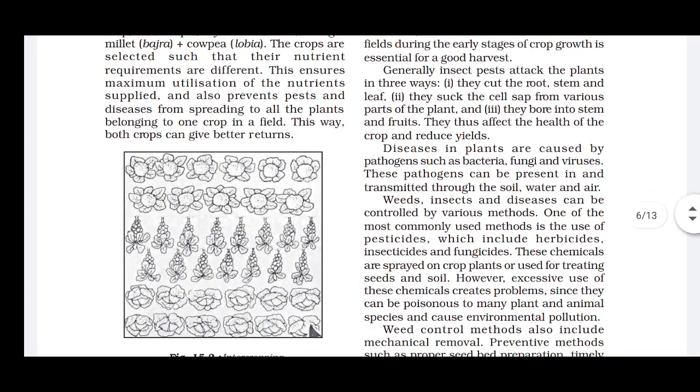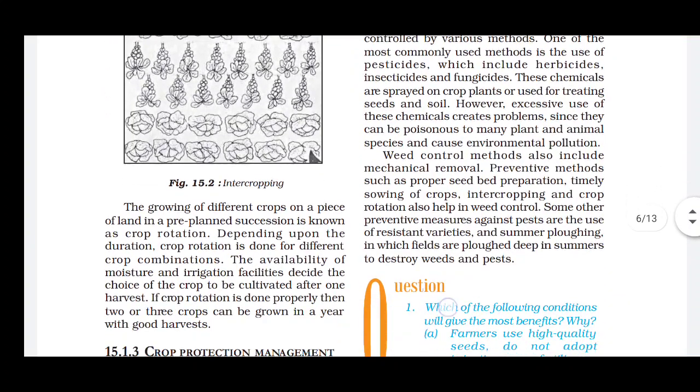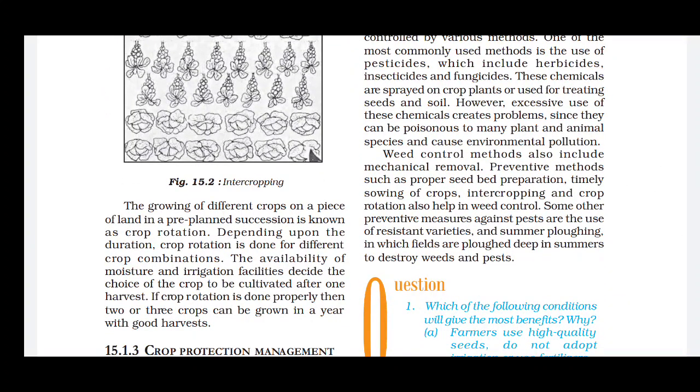And the last one is crop rotation. In crop rotation, different crops are grown on a piece of land in a pre-planned succession, that is, a pre-planned series. The crop combination depends upon the duration of crops. If one crop is grown in a field and after its harvest a second crop is grown on the same field, this can also be followed by a third crop. The crop to be chosen after one harvest depends upon the availability of moisture and irrigation facilities.